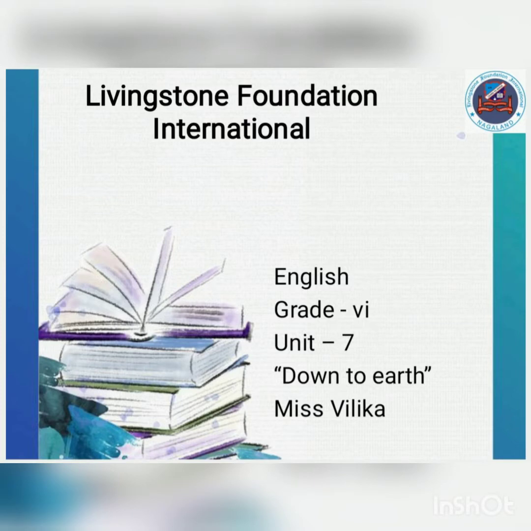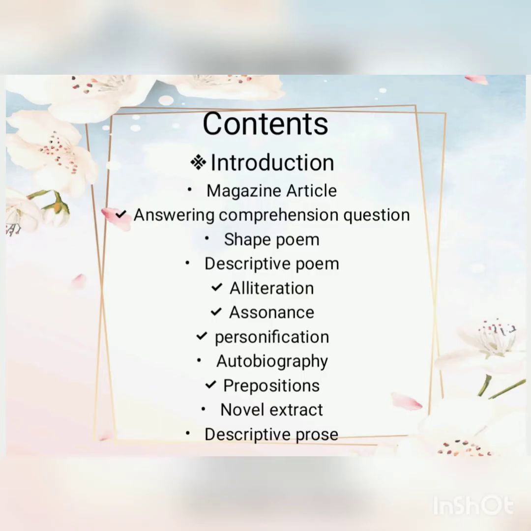Today we'll be discussing a new chapter, chapter 7. The name of the chapter is Down to Earth. The topics that we will be discussing today are magazine article, answering comprehension questions, shape poem, descriptive poem, poetic devices that is alliteration, assonance and personification, autobiography, prepositions, novel extract, and the last one is descriptive prose. So these are the topics that we will be discussing in today's video.